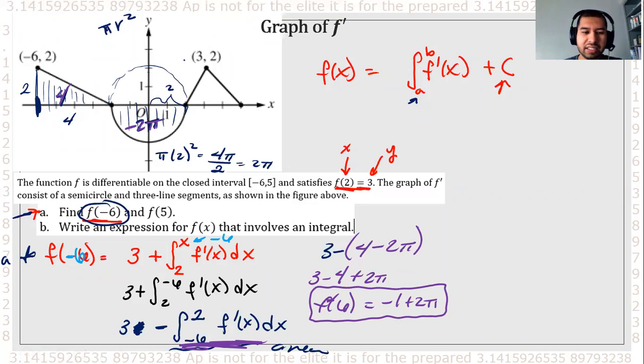So the takeaway, guys, of this is that as long as you know one initial condition, you can find f of x even if they didn't give you f of x.